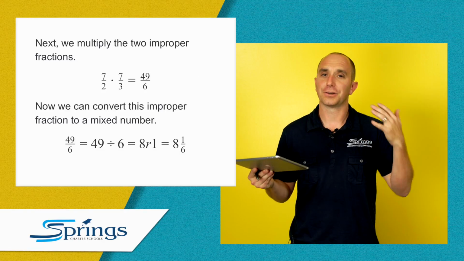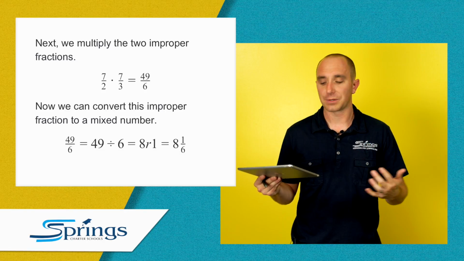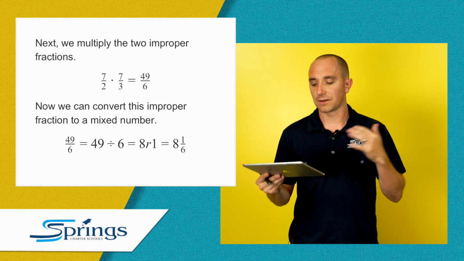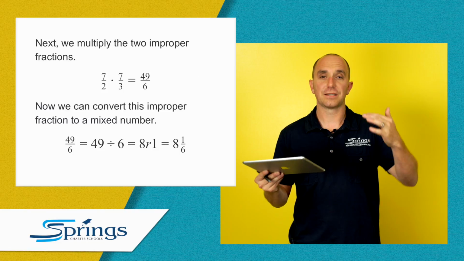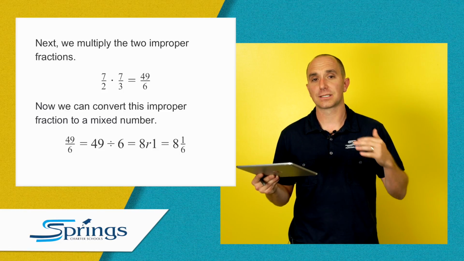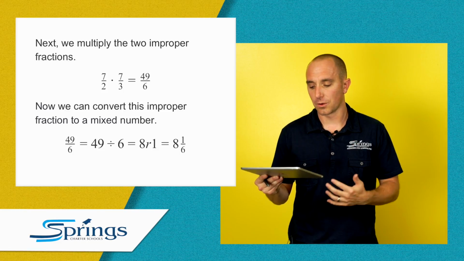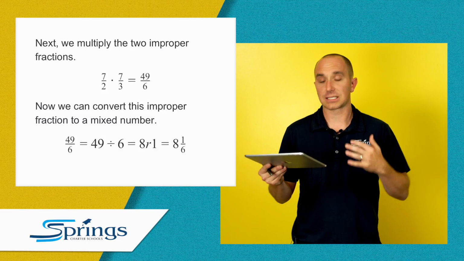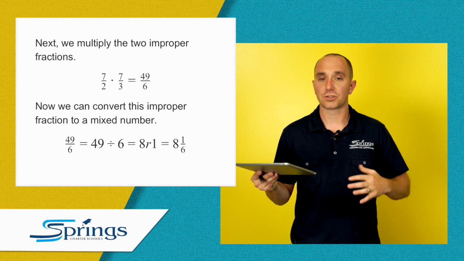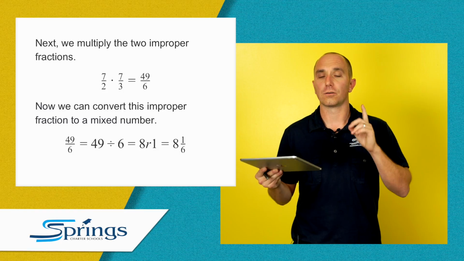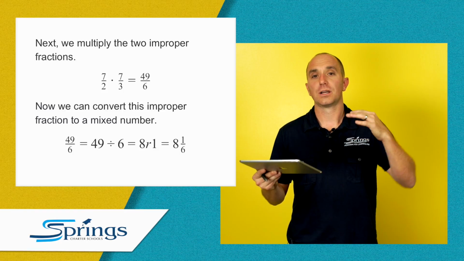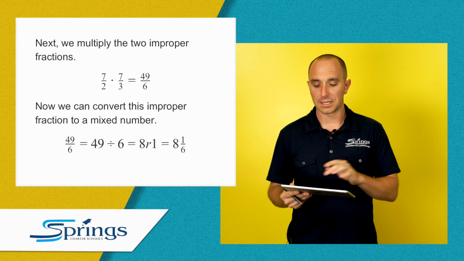Like I said, you're going to get an improper fraction, and you're going to have to convert that. So we're going to convert that back into a mixed number. So we have to think, 49 divided by 6. How many times does 6 go into 49? Well, it's going to go in 8 times, because 6 times 8 is, well, 48. So you're going to have 1 left over as your remainder. So then we have 8 as our whole number. Our remainder of 1 goes on top of our denominator of 6. So we have 8 and 1/6.